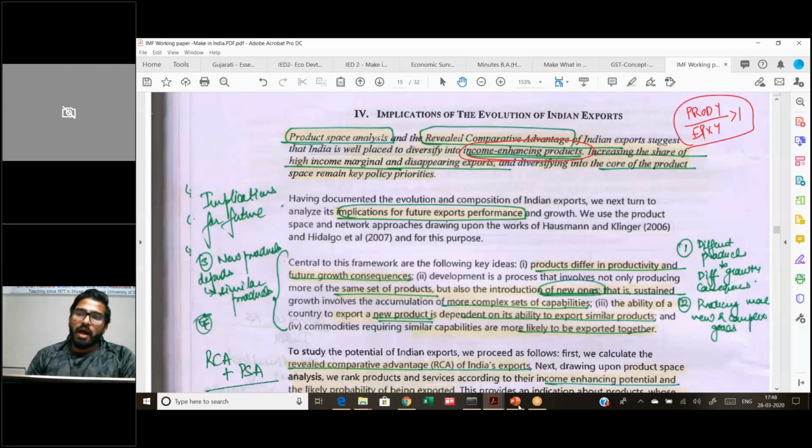Then, what India needs to do is increase the share of high income marginal and disappearing exports. We'll see what marginal and disappearing exports are, and diversifying into core product space. We'll also see what this core product space is.